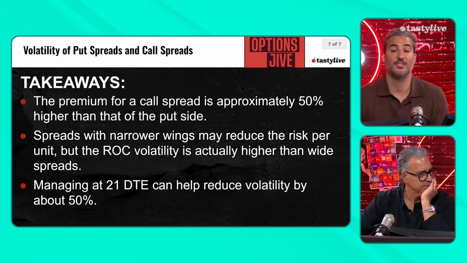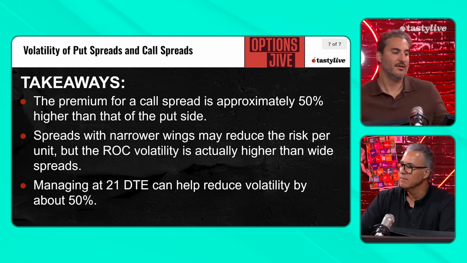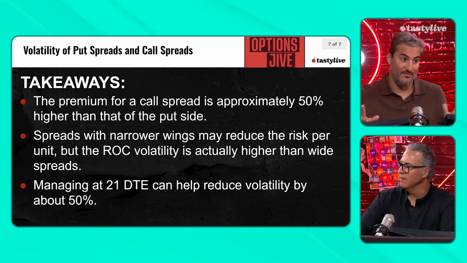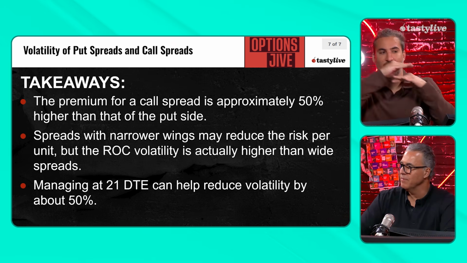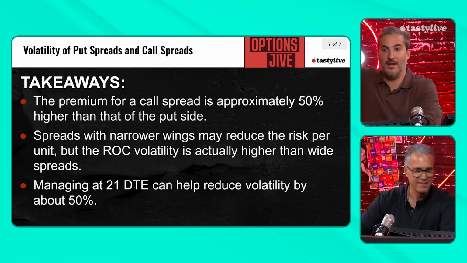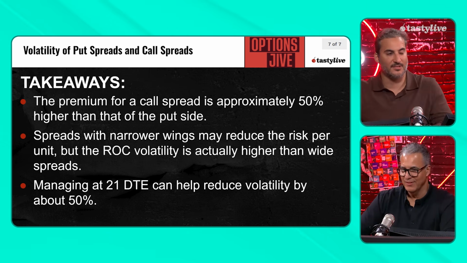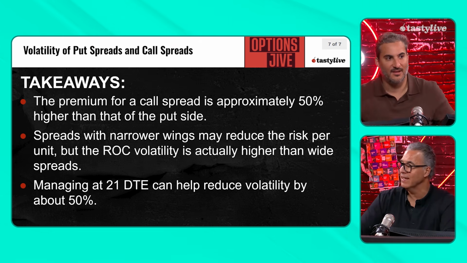Managing at 21 days can reduce P&L volatility by about 50%. It's a positive for you. It reduces both the upside P&L and the downside P&L by 50%. It makes it more consistent. And when you do this for a long time, you want stair step, stair step, stair step. You don't want big up, go to zero, big up, go to zero. That doesn't work. And it's not good for your psyche either. That too.